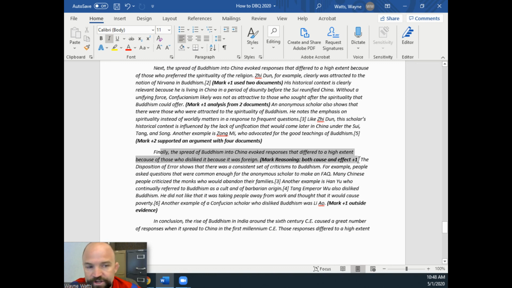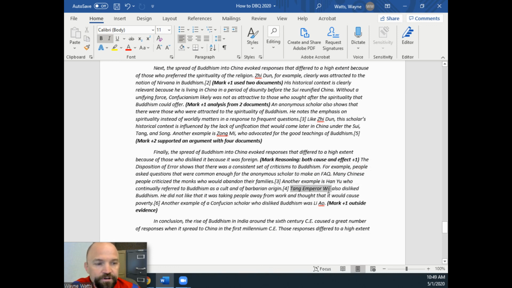So note we've got reasoning because I use both cause and effect, both sides of the skill. The disposition of error shows that there was a consistent set of criticisms to Buddhism. For example, people asked questions that were common enough for the anonymous scholar to make an FAQ. Many Chinese people criticized the monks who would abandon their families. Another example is Han Yu, who continually referred to Buddhism as a cult and of barbarian origin.